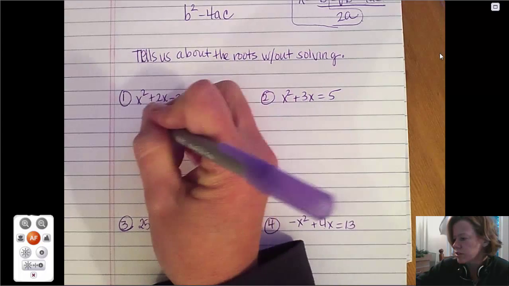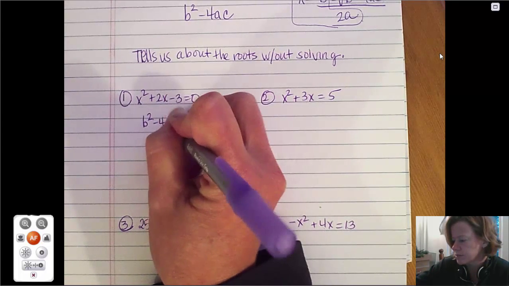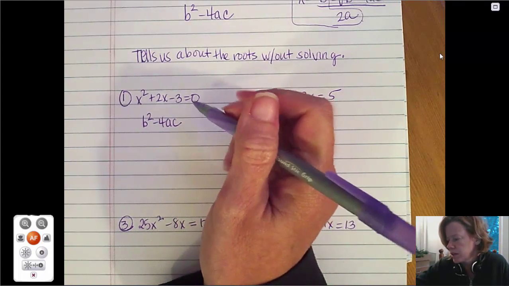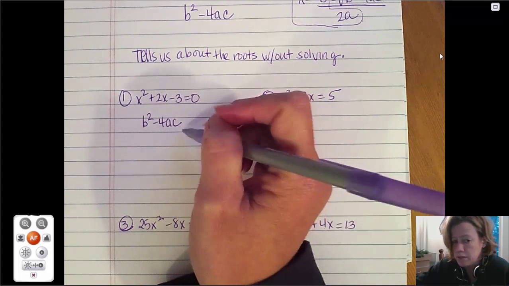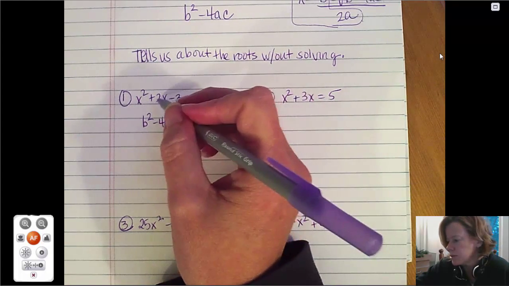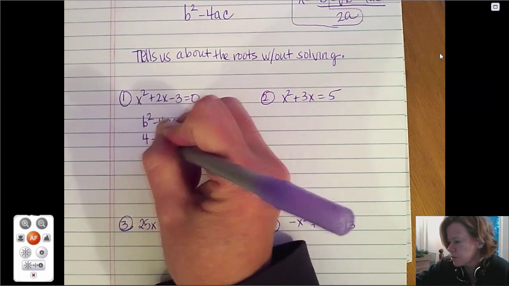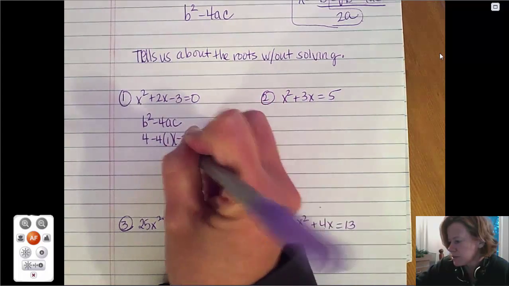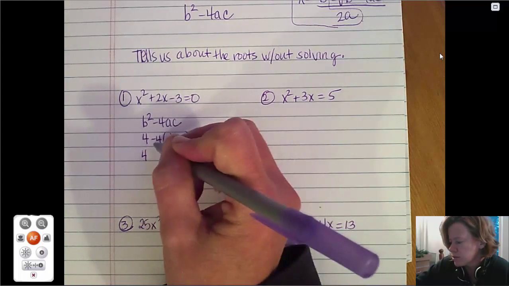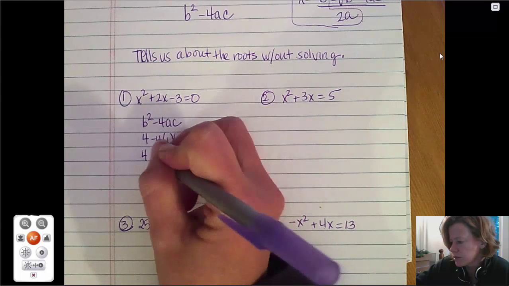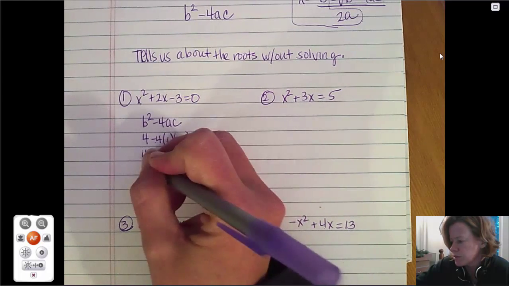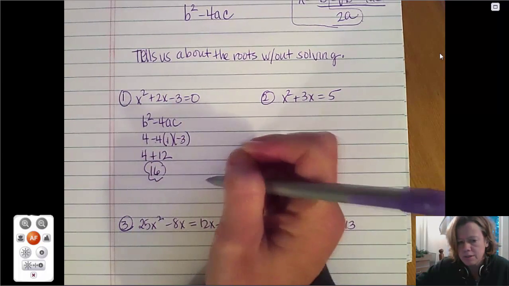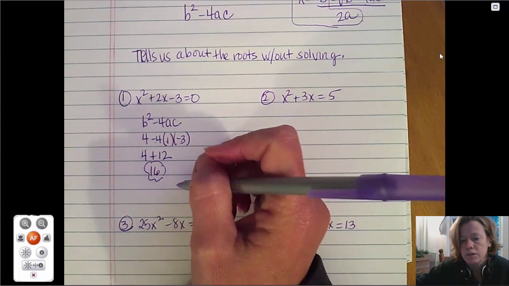We would just find the value of b squared minus 4ac. So here, in number 1, x squared plus 2x minus 3 equals 0. If I find the value of b squared minus 4ac, the discriminant, well, b squared, 2 squared is 4, minus 4 times a is 1, times c is negative 3. And we simplify that. So 4, negative 4 times 1 is negative 4, times negative 3 is positive 12. 4 plus 12 is 16. The discriminant is 16.